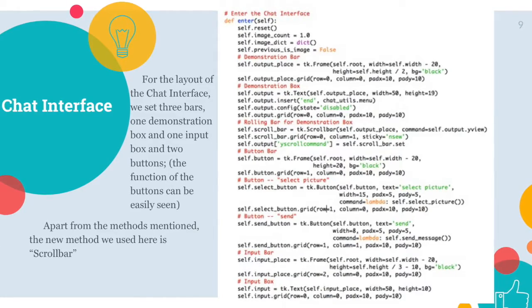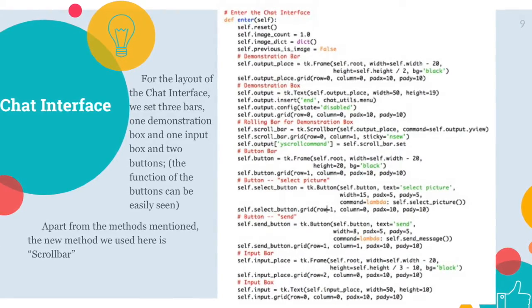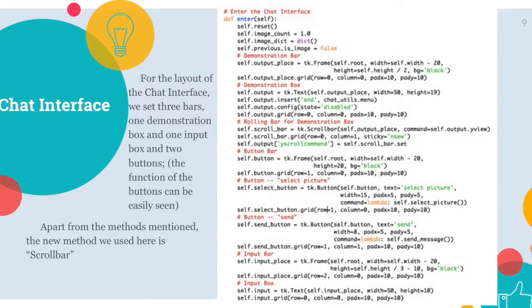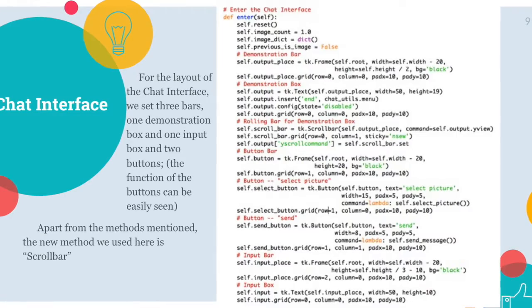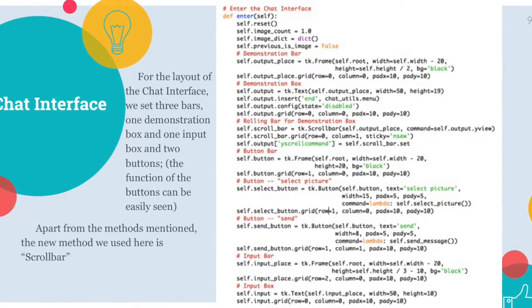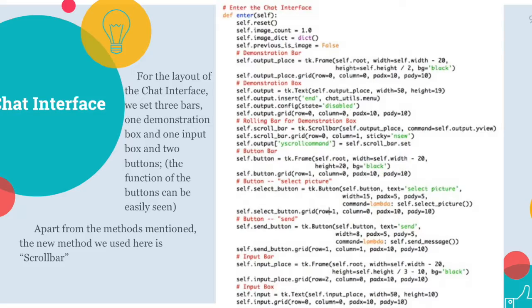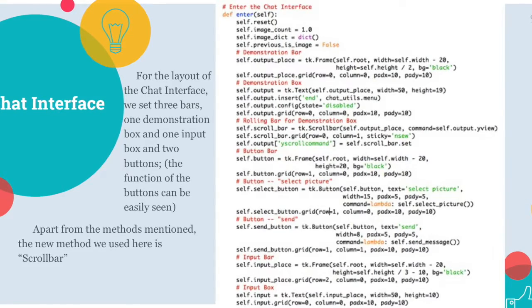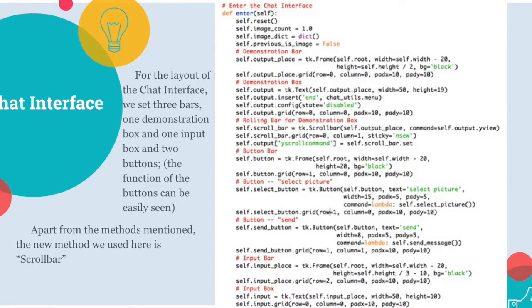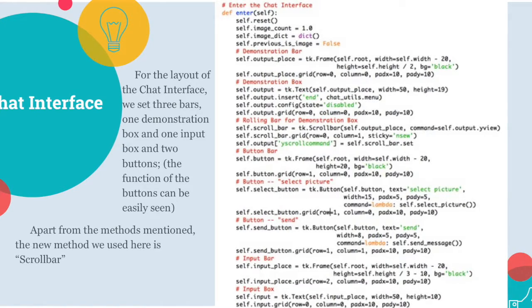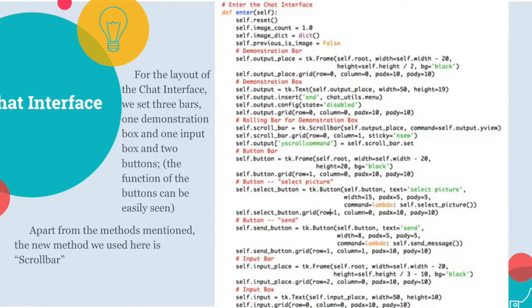We'll first discuss the function to send text. What's worth noting here is that we put a scroll bar on the right side of the demonstration box, so when there are a lot of messages, you can just scroll down to see all the history.